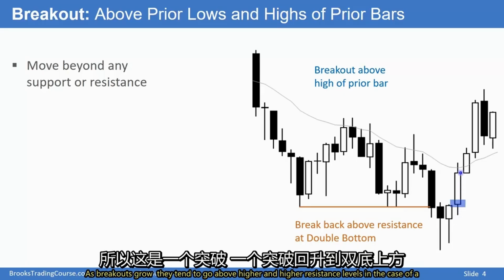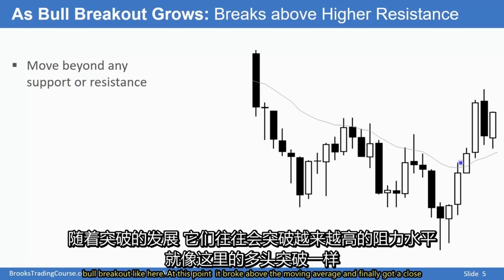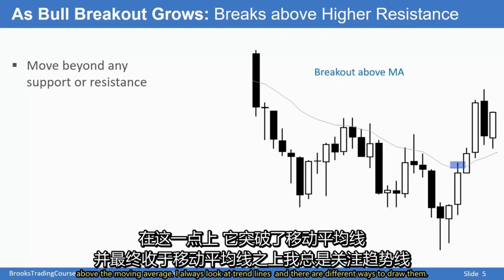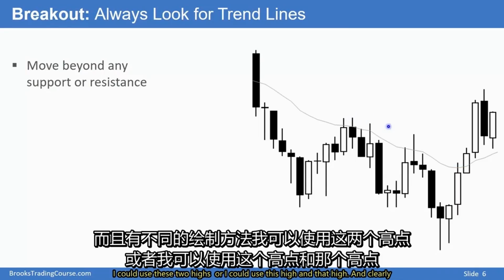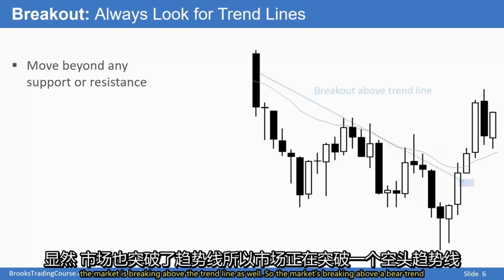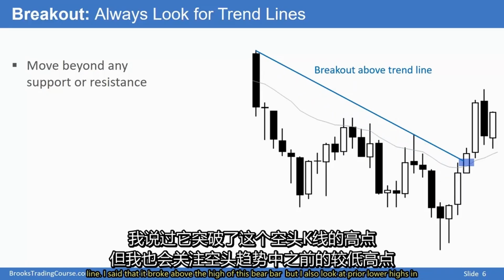As breakouts grow, they tend to go above higher and higher resistance levels in the case of a bull breakout like here. At this point, it broke above the moving average and finally got a close above the moving average. I always look at trend lines, and there are different ways to draw them. I could use these two highs, or I could use this high and that high. And clearly, the market is breaking above the trend line as well. So the market's breaking above a bear trend line.